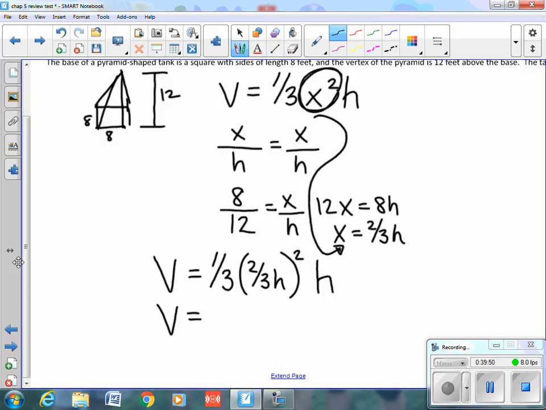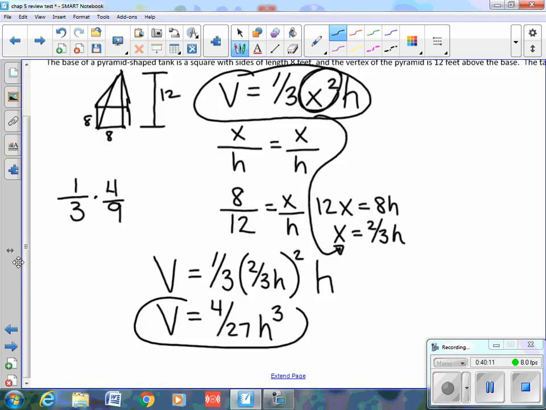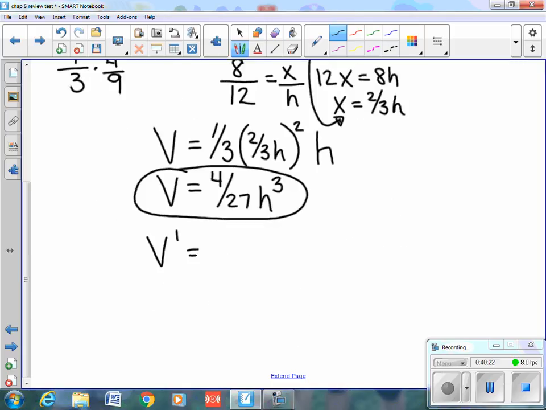V equals 1/3 times 2/3 squared, which makes 4/9, which gives me 4 over 27 h to the third. So as you can see, I went from volume in 2 variables to volume in 1 variable. That's all I did. Have I found the derivative yet? No, I have not found the derivative yet. Now I'm going to find the derivative. V prime equals, put my 3 out in front, leave my 4/27, h to the second, dh dt.